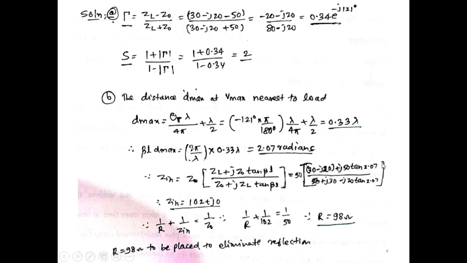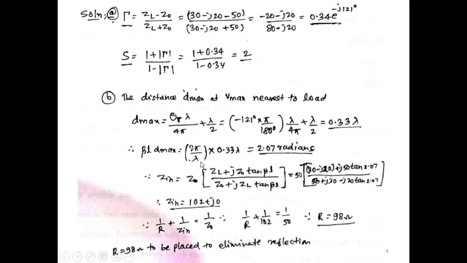If you simplify this, first you convert again rectangular to polar in the numerator and rectangular to polar in the denominator using the calculator, and you divide these two, you will get the answer in polar form. Then again you convert back from polar to rectangular by using the calculator, you will get Zin is equal to 102 plus J0.